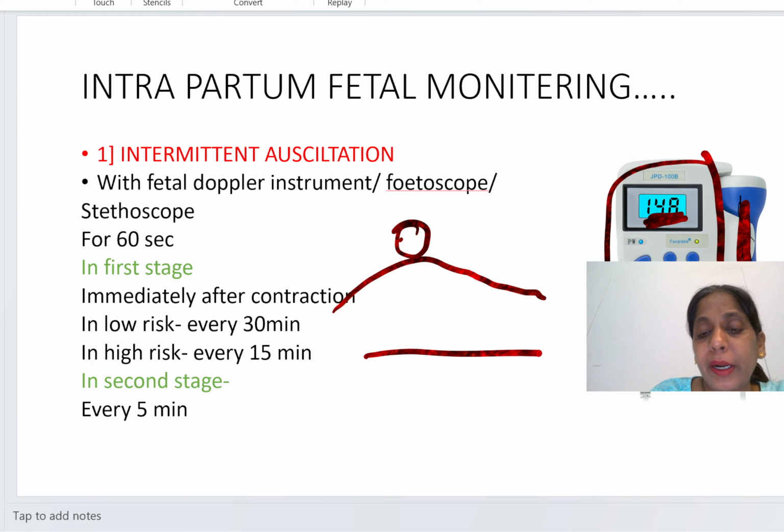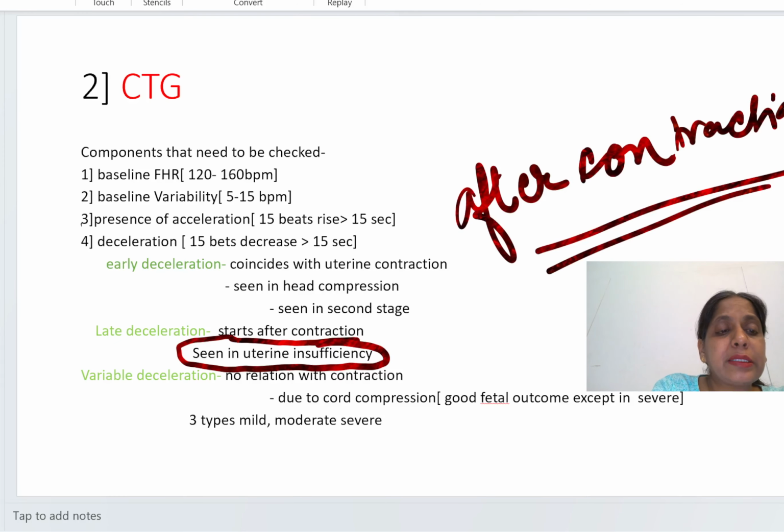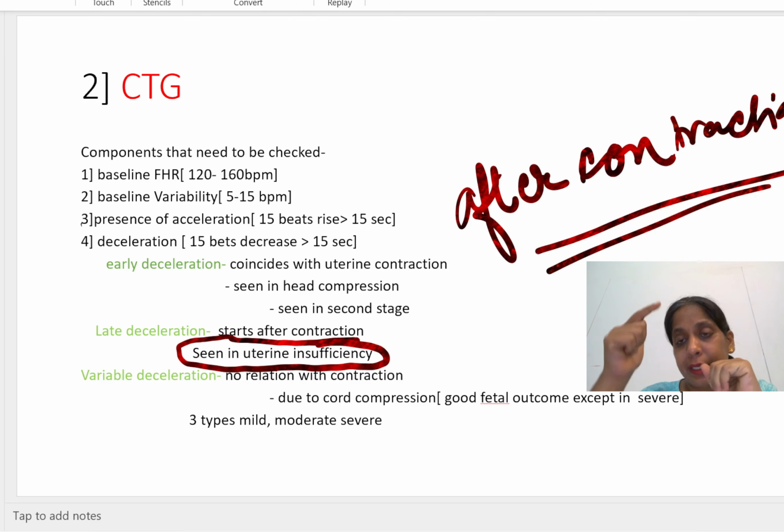First step in the intrapartum surveillance is auscultation of the fetal heart rate, that we discussed nicely. Then next is the CTG. In the CTG, besides noting the beat to beat variability and acceleration presence, we also have to note the deceleration, which type of deceleration, and fetal heart rate value.